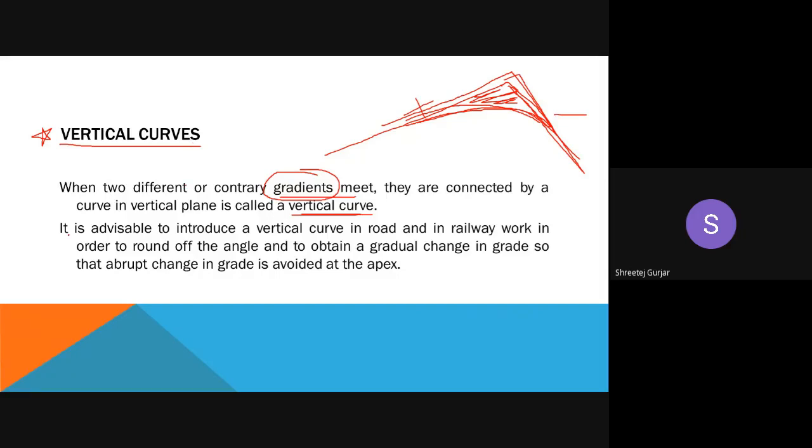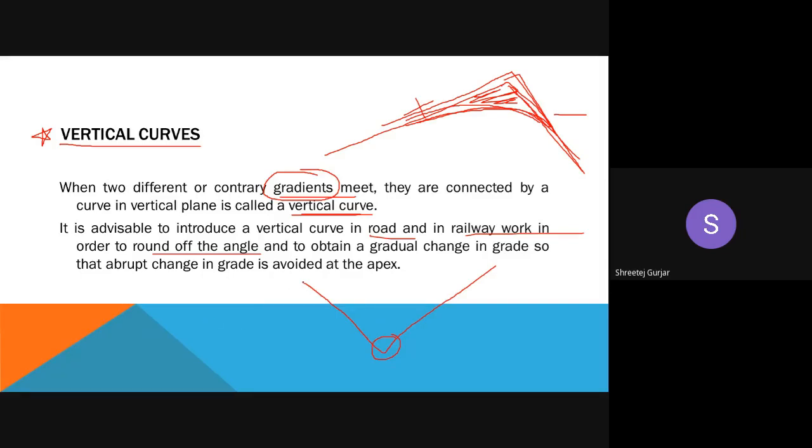Now, the second thing: it is advisable to introduce a vertical curve in a road and in railway work in order to round off the angle. Here, if I draw a slope, if it is a sloping road, and then you have an uphill road in this particular format, here you can see we have an edge, a sharp edge which is forming.